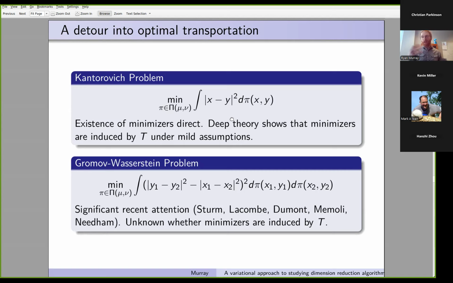Subsequently, you do a lot of extra work to show that minimizers of this relaxed Kantorovich problem are actually induced by a mapping T under additional assumptions. This work was done in the 80s, 90s and 2000s in the context of optimal transportation. In the context of the Gromov-Wasserstein problem, when we relax it, it looks like what's called the Gromov-Wasserstein problem. This has received a lot of recent attention by a number of different authors, also on the computational side, and I only list a few here. It's still unknown whether minimizers are necessarily induced by a mapping in that context. This is still a relatively difficult problem.